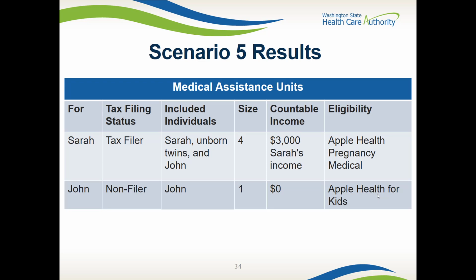Here are the results for scenario 5. As you can see in this table, the included individual for each medical assistant unit is different. Sarah's medical assistant unit includes herself, her unborn twins, and John. She is eligible for Apple Health Pregnancy Medical. John is eligible for Apple Health for Kids.